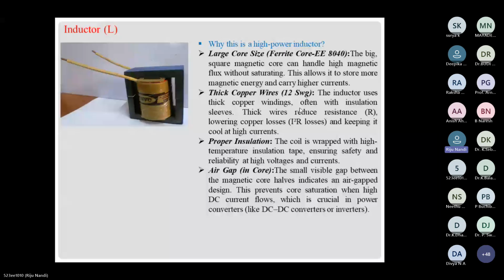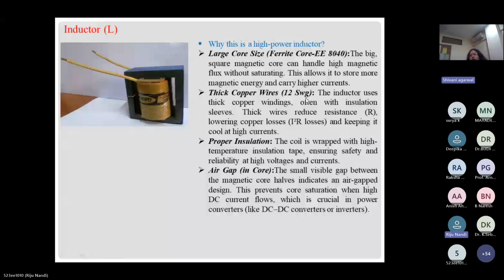So this is for carrying higher current, and I have used it to store the magnetic energy. Next is the thick copper wire. This is 12 SWG wire; you can also use 16 SWG.